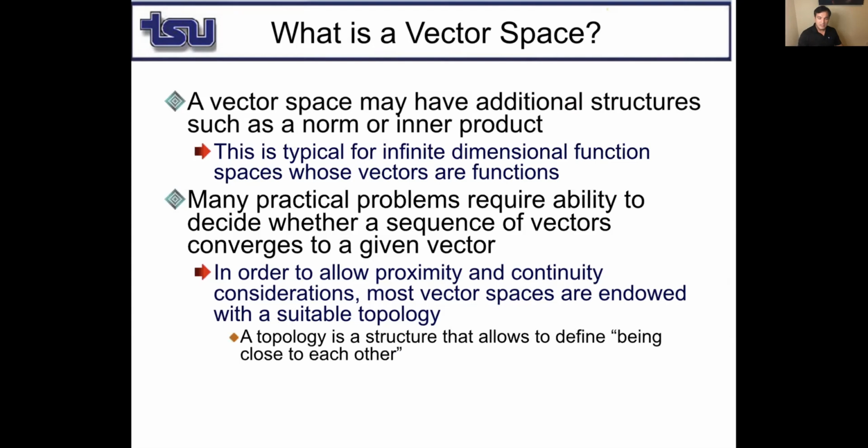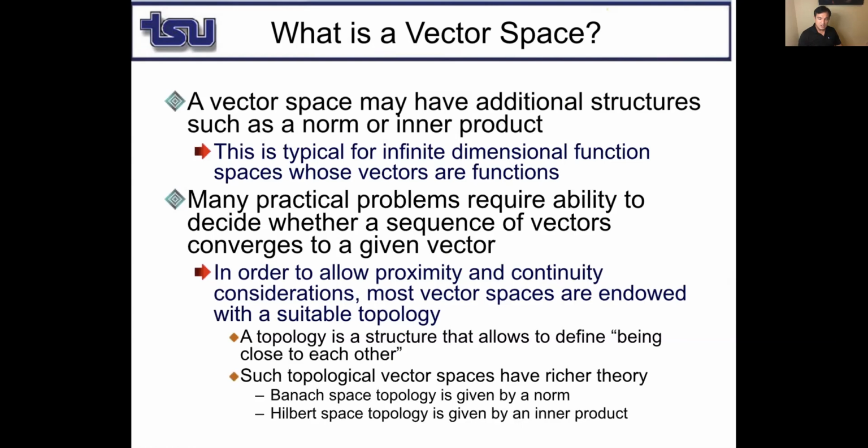A topology, as I said before in topological spaces, is a structure that allows us to define being close to each other. So how do you define things to be close to each other? Such topological vector spaces have richer theory. For example, Banach space topology is given by a norm, whereas Hilbert space topology is given by an inner product. I know we don't know what a Banach space or Hilbert space is, but we are going to learn soon. Basically, a norm is used to define the Banach space topology, and inner product is used to define Hilbert space topology.